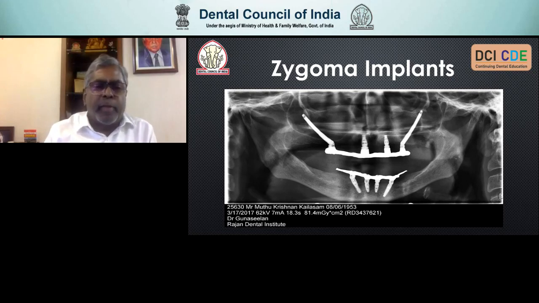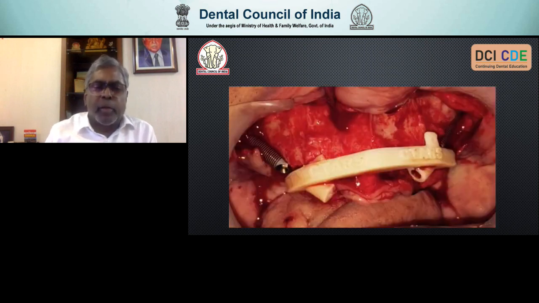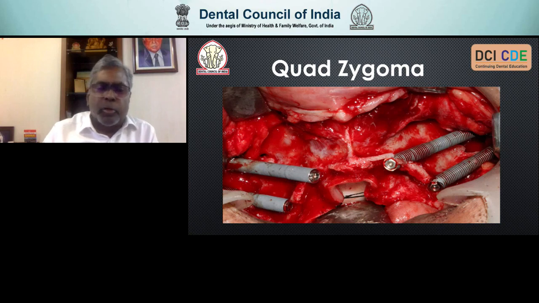And then the same thing can also be used for pretty extensive implants, such as zygoma implants. So when you do single zygoma implants, when there is very little maxillary bone and you want to restore the prosthesis, a full arch prosthesis in the maxilla, you can use what's called zygoma implants. You can also use what's called quad zygoma implants. So when you have almost 0 bone in the anterior maxilla, you can use 2 zygoma implants on either side. Of course, these are a little more extensive surgeries which have to be done under general anesthesia.